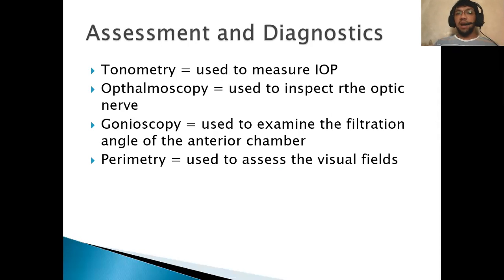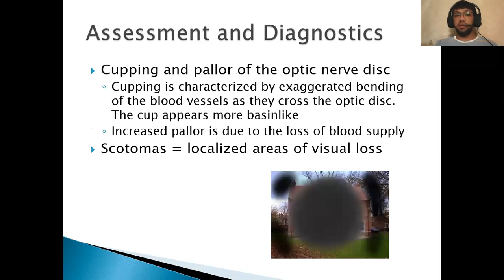Now, assessment and diagnostics. Tonometry is used to measure the intraocular pressure. Ophthalmoscopy is used to inspect the optic nerve. Gonioscopy is used to examine the filtration angle of the anterior chamber. Perimetry is used to assess the visual fields. But this is no longer our job. This is the job of the ophthalmologists. These specialist doctors will be the ones to measure these things, not us.